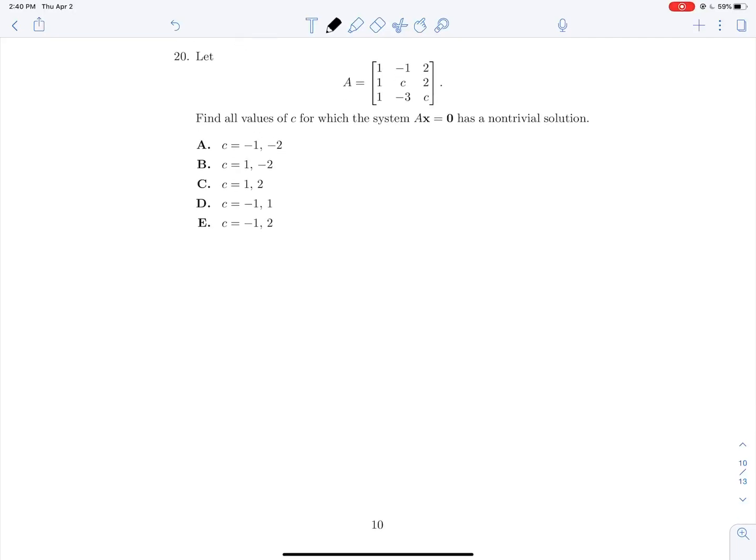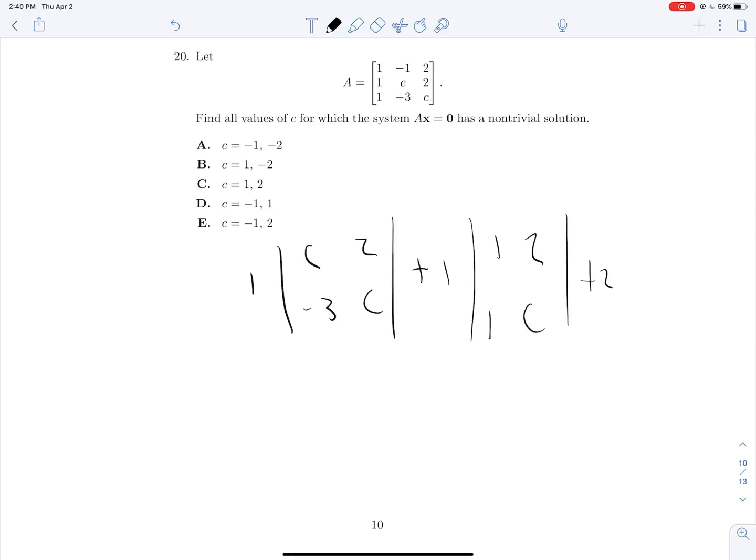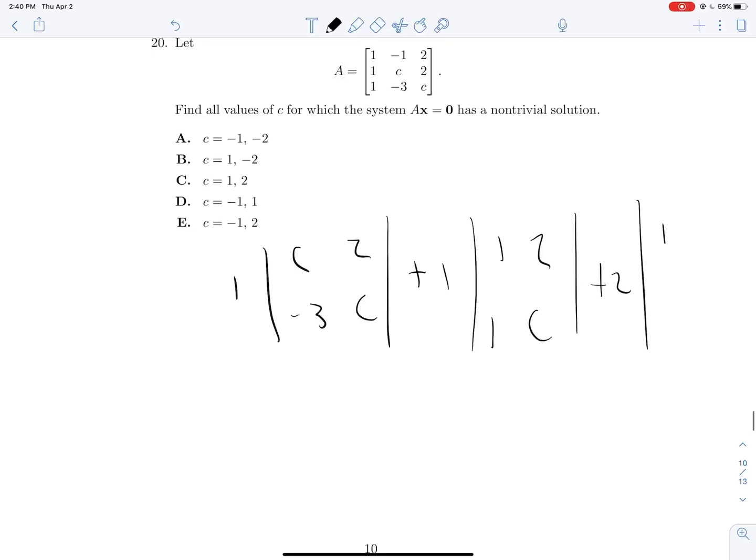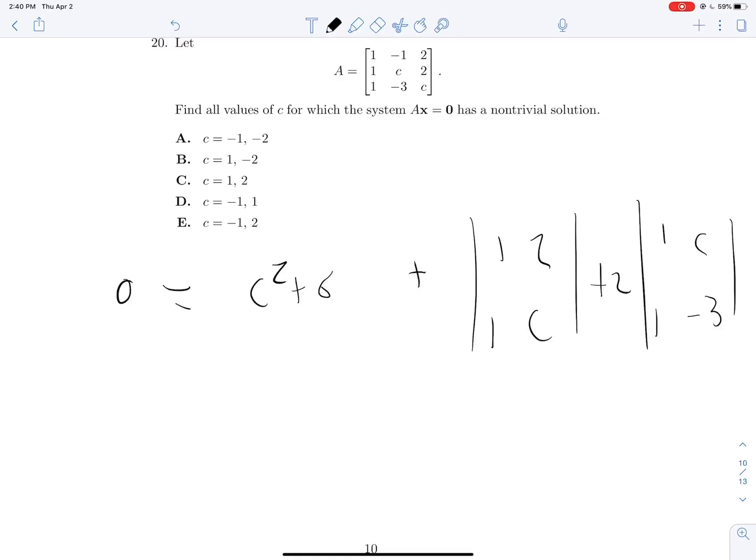expansion, I think that's what they call it, we'll have 1 multiplied by the determinant c, negative 3, 2c minus 1 times negative 1, so plus 1 times 1, 1, 2c plus 2 times 1, 1c negative 3. And all this is equal to 0. I can get rid of these 1s. This is c squared plus 6. This is c minus 2. And this will be 2 times negative 3 minus c.